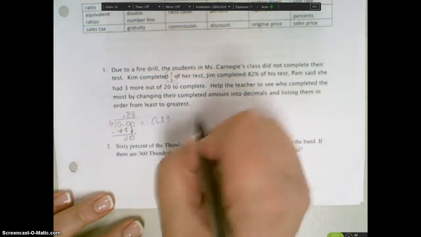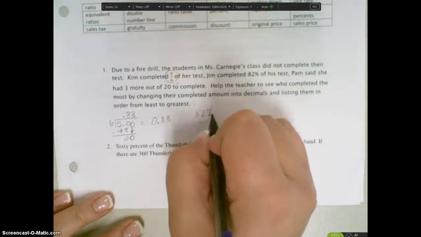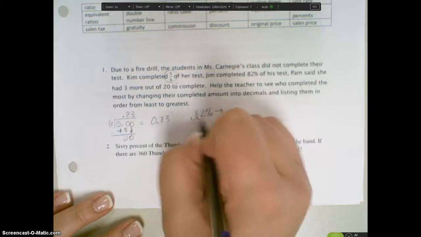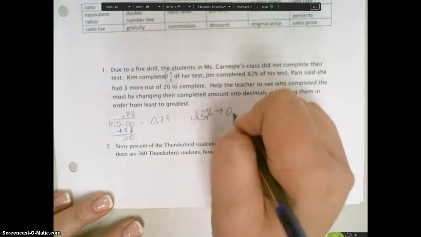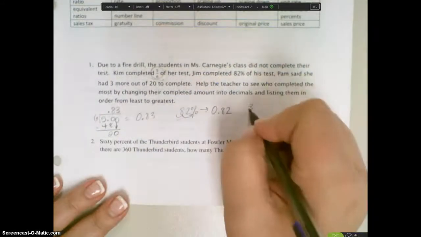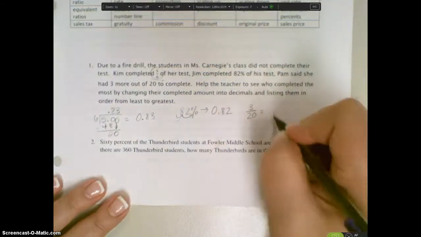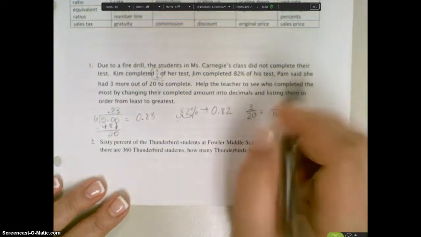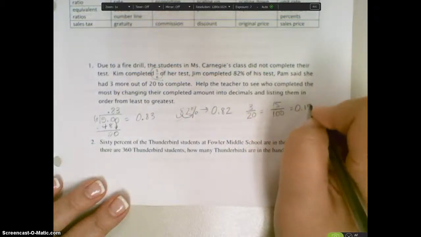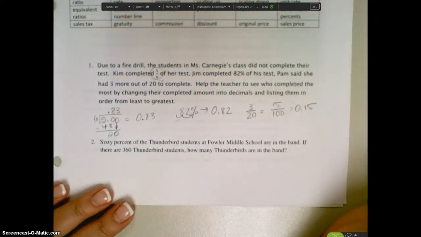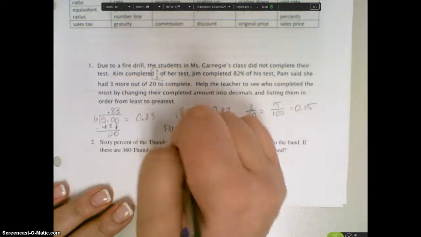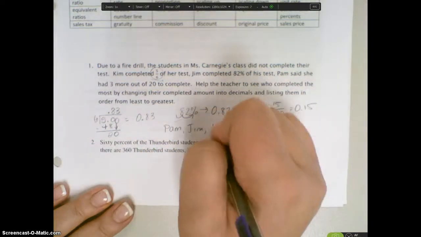Then I have 82%. To turn a percent to a decimal, we divide it by 100, which means I can move my decimal 2 places to the left. So I would get 82 hundredths. And then finally, 3 out of 20, I can put that over 100 and say that it is 15, which equals 15 hundredths. So in order from least to greatest, it would be Pam, followed by Jim, followed by Kim.